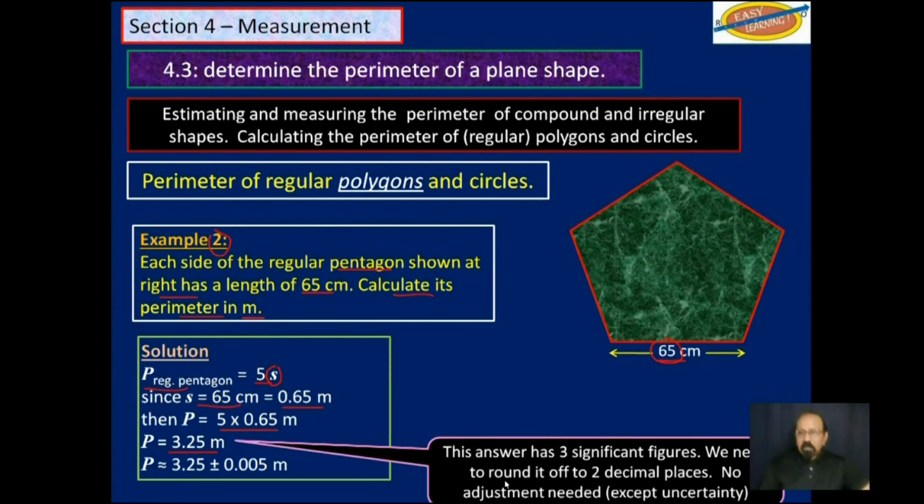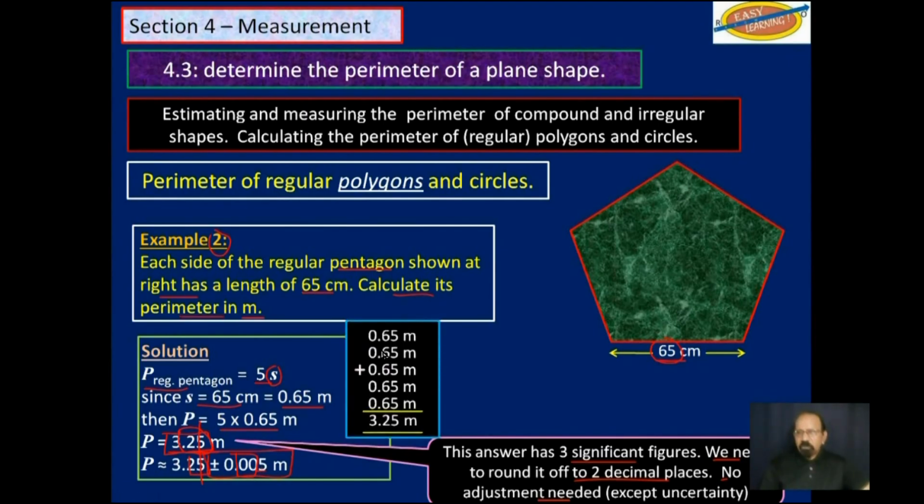Now, this answer has 3 significant figures. We need to round it off to 2 decimal places. So there is no need to make any adjustment because these 3 significant figures have 2 decimal places. Just to show that we are rounding off at this point, at the 100 position, we add plus or minus 0.00. Those 2 zeros are for these 2 digits, and then you add a 5 here.